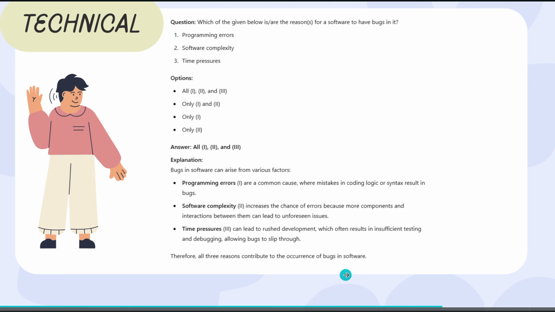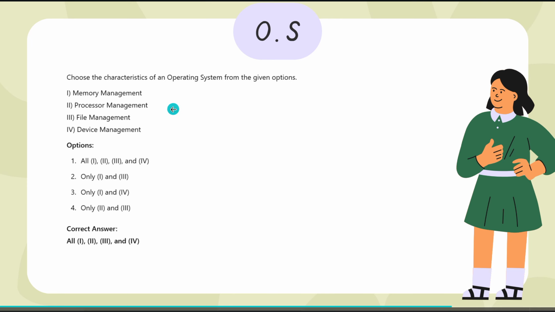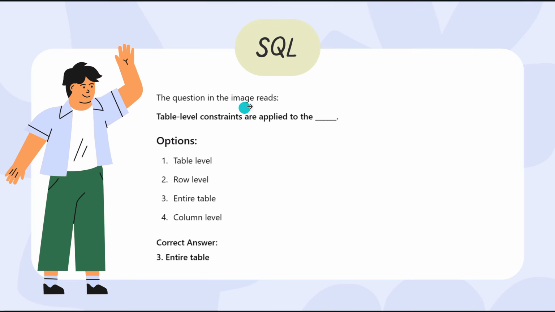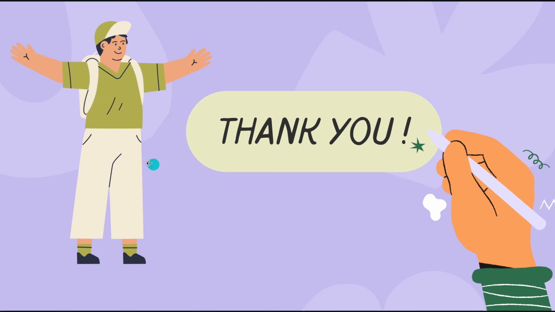Let us go to the next question. This question is from OS. It is also repeated several times. All three are the characteristics of an operating system, right? Okay, this is a question from MySQL. It is also repeated several times. Table level constraints are applied to the entire table. Okay, finally, thank you. This is the end of the MCQs.